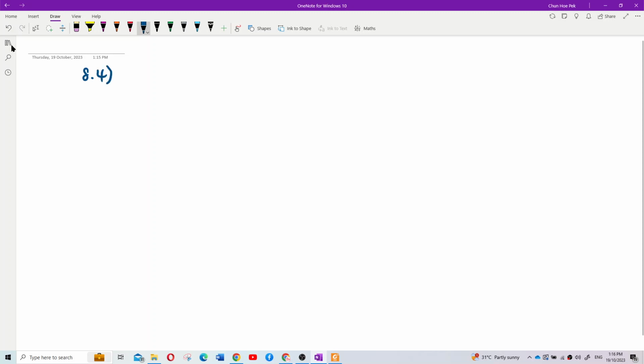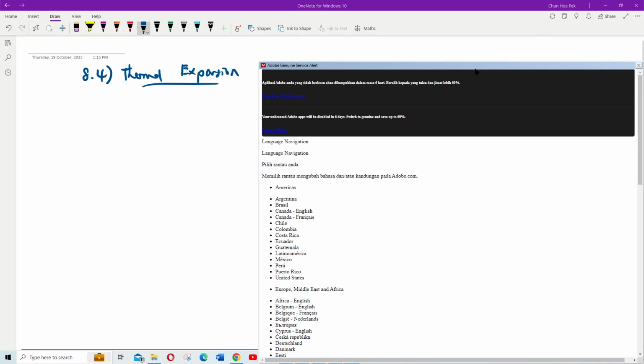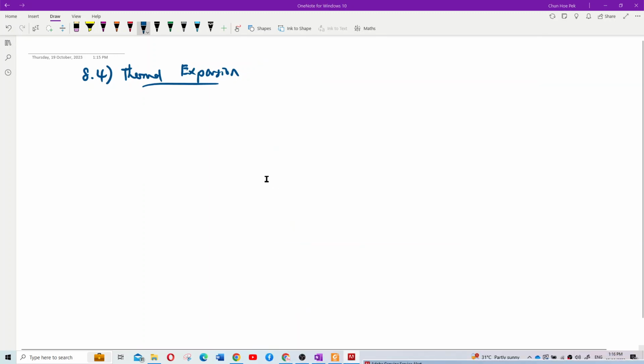So, 8.4 Thermal Expansion. Okay, we are going to learn about how materials expand.